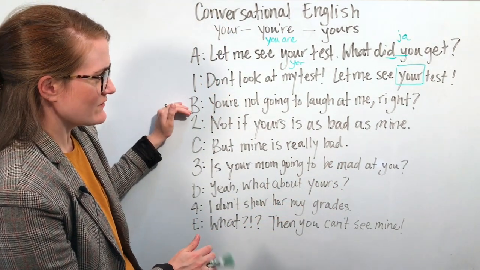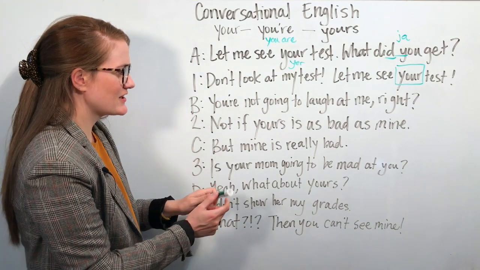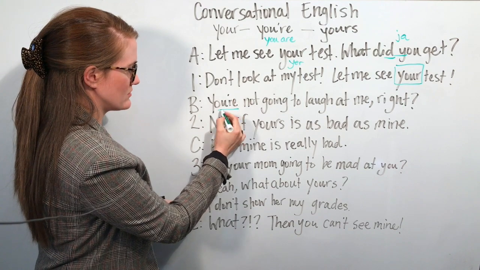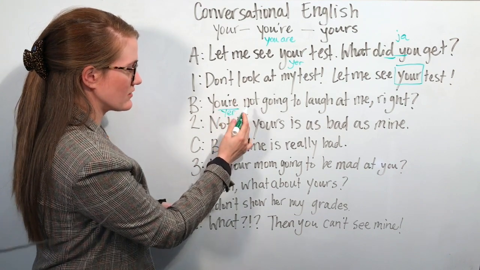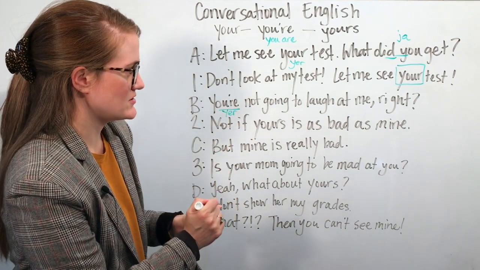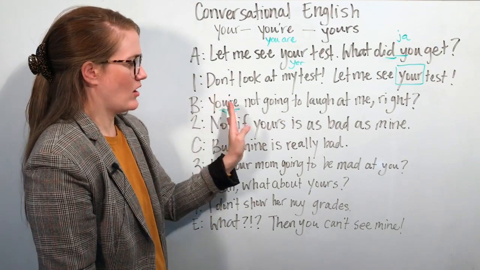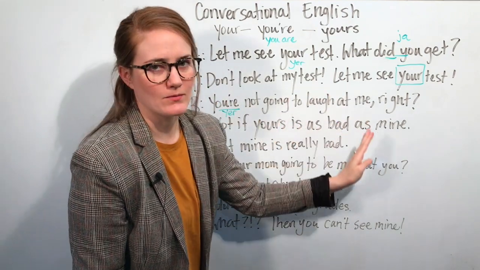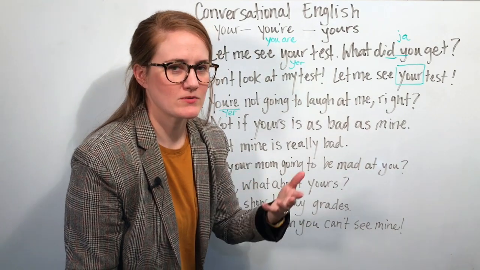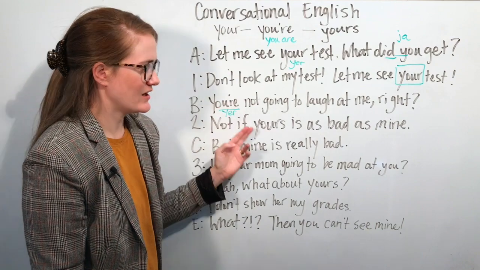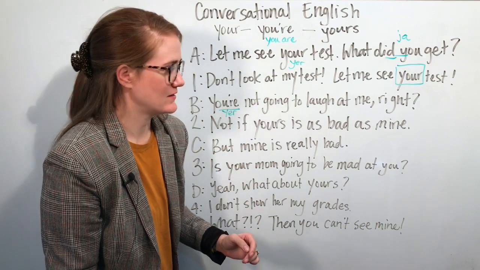You're not going to laugh at me, right? This means you are not going to laugh at me, right? Okay, so an English teacher would say, you are not going to laugh at me, right? But we don't speak like that in everyday English. We'd say, you're not going to laugh at me, right?